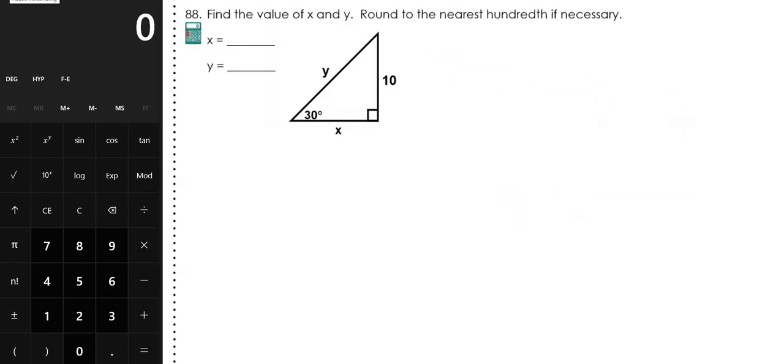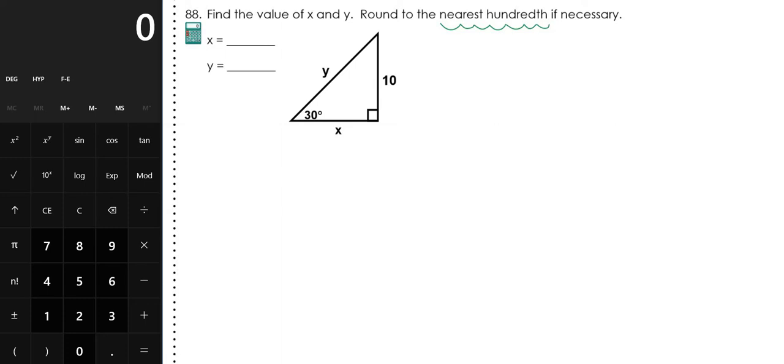Number 88. Find the value of x and y, round to the nearest hundredth if necessary. So that's 2 decimal places. Now looking at my diagram, I see it's a right triangle, so I'm thinking I'm either going to use Pythagorean Theorem or I'm going to use Trig. Now, since I don't have enough information for Pythagorean Theorem, I would need 2 side lengths to use a squared plus b squared equals c squared, I'm going to have to use Trig.